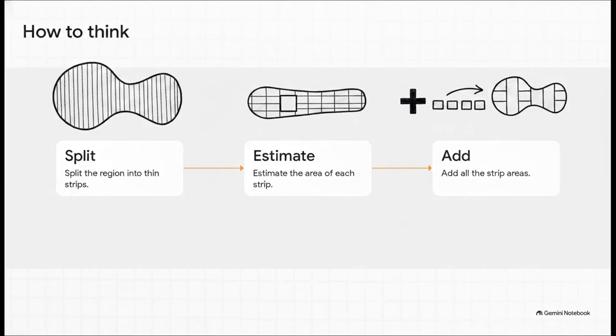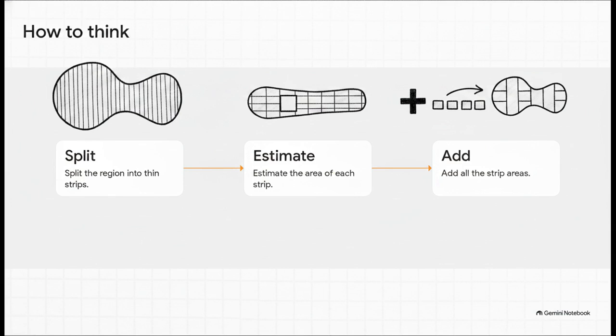So how do we actually think about this visually? Well, we use a highly reliable three-step mental model. First, we divide the situation into very small pieces. We just split a complex region into thin, easily understandable strips. Second, we estimate the contribution of each individual piece. Basically, we calculate the area of each strip. And third, we simply add all of those strip areas together. That's it. Divide, estimate, add.